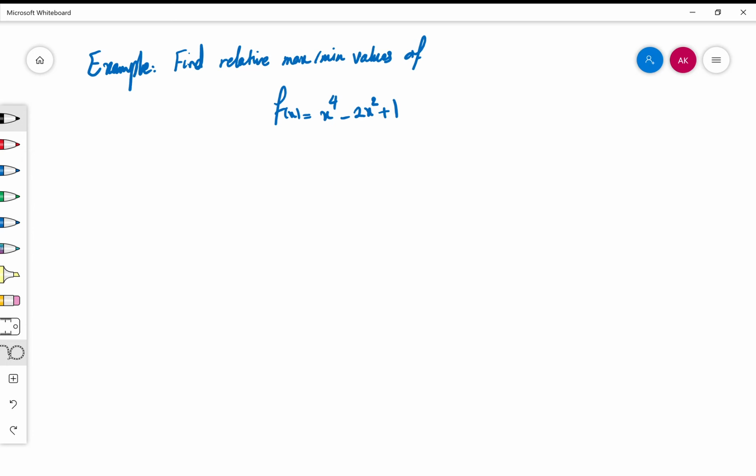Hi, in this video I'll do an example for the first derivative test. The question asks for finding relative maximum values of a function. As always, the first step is to find critical points.